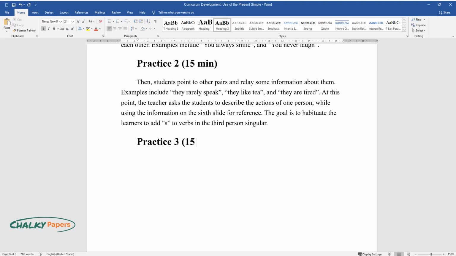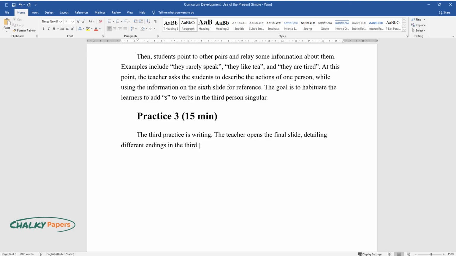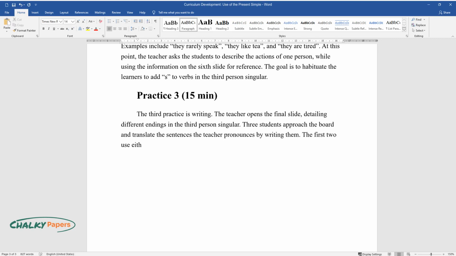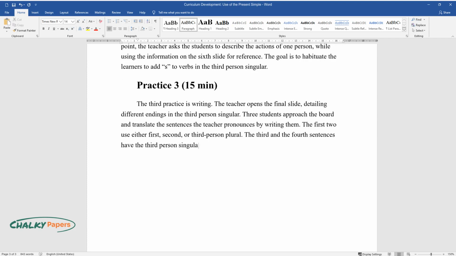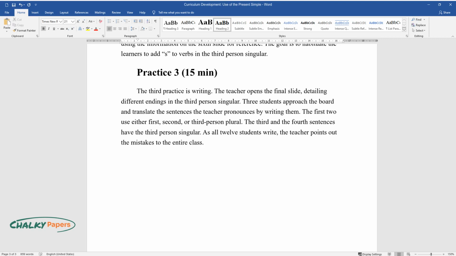Practice 3, 15 minutes. The third practice is writing. The teacher opens the final slide, detailing different endings in the third person singular. 3 students approach the board and translate the sentences the teacher pronounces by writing them. The first 2 use either first, second, or third person plural. The third and the fourth sentences have the third person singular. As all 12 students write, the teacher points out the mistakes to the entire class.